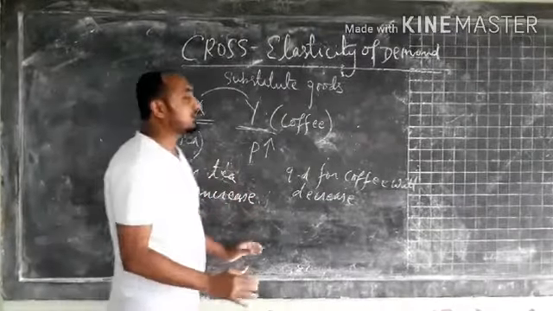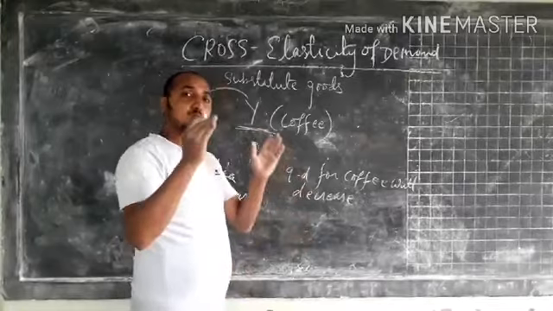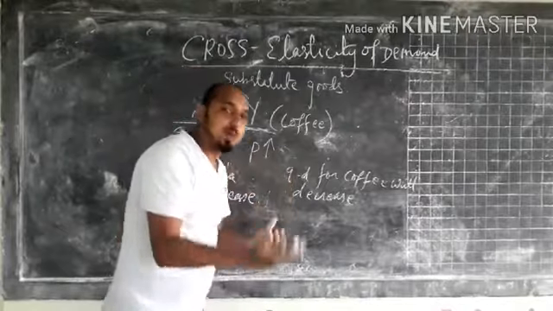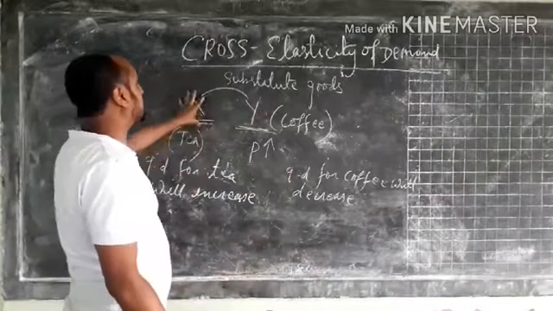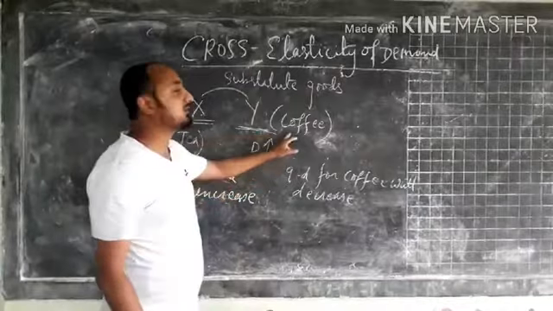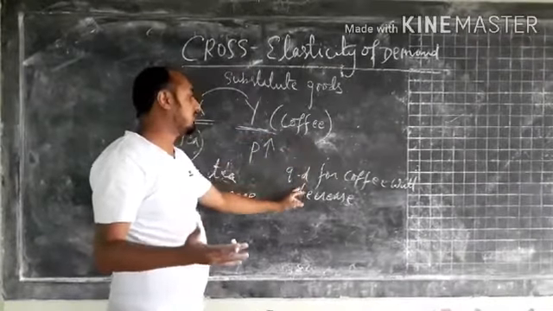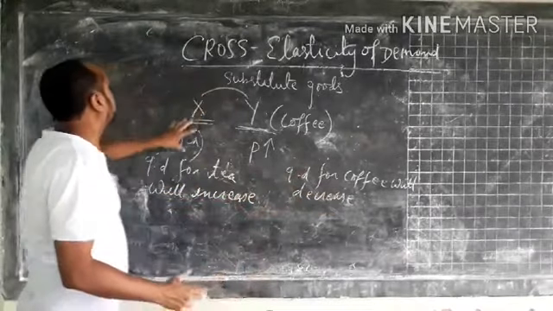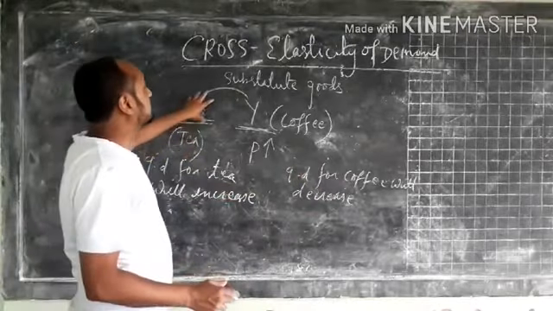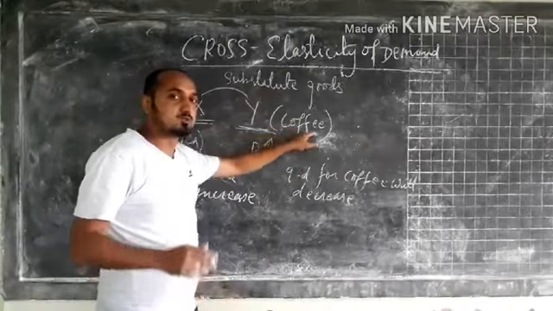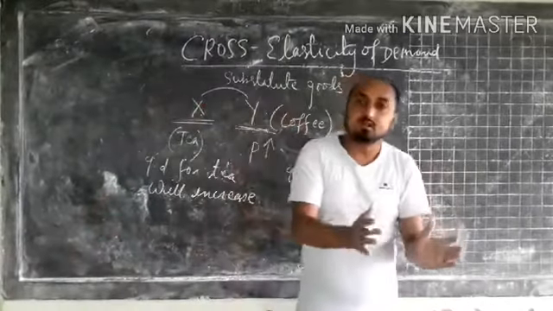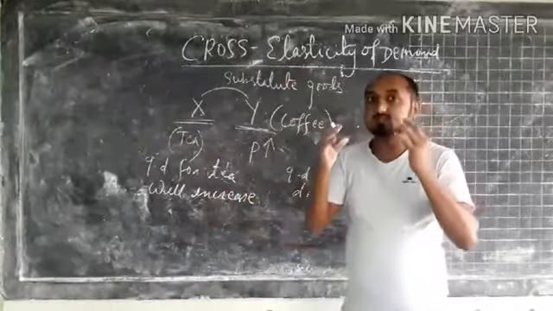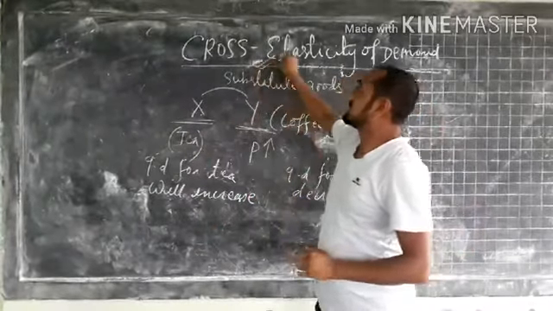So what we can see is that when the price of any one commodity increases or decreases, it has an impact on the quantity demanded of the other commodity. Like here, when the price of coffee is increasing, the quantity demanded for coffee may decrease because of the increase in price, whereas the quantity demanded for tea may increase because tea is a substitute good for coffee. So once the price of one commodity increases, the quantity demanded for the other commodity will increase. That concept we are going to learn in the case of cross elasticity of demand.